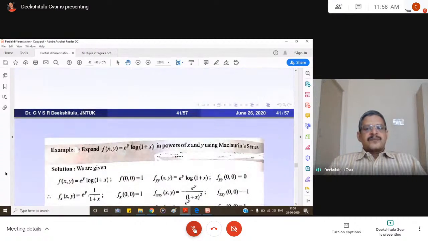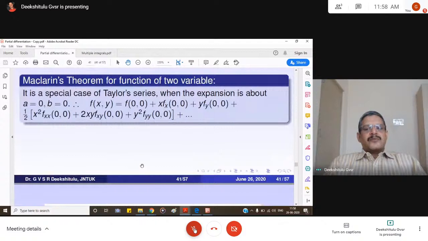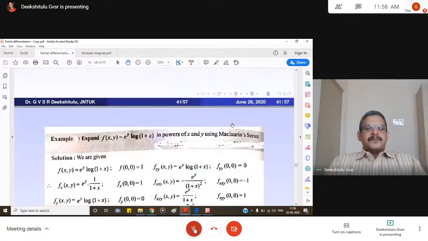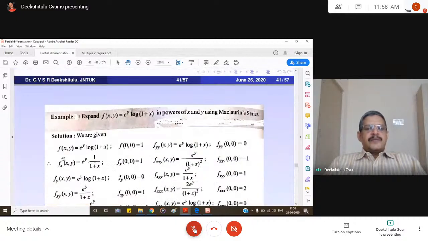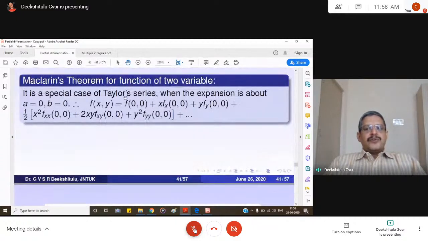Okay. So expand f of x, y is equal to e power y log of 1 plus x in powers of x and y using Maclaurin series. So what we have to find? To find the Maclaurin series of the function, we have to find f of 0, 0. You have to find dou f by dou x at 0, 0, dou f by dou y at 0, 0, so on and so forth. Okay. So this is your function. So first thing is f of 0, 0 we need.